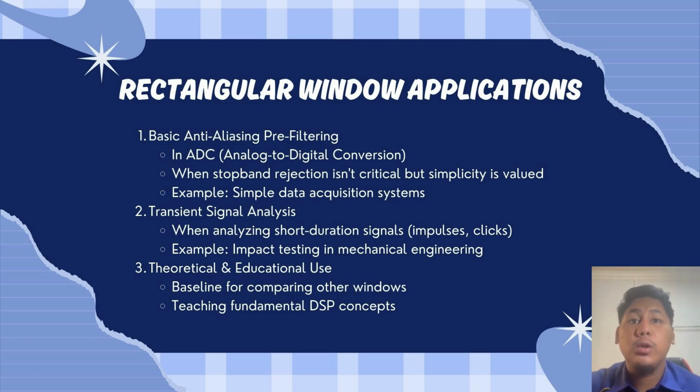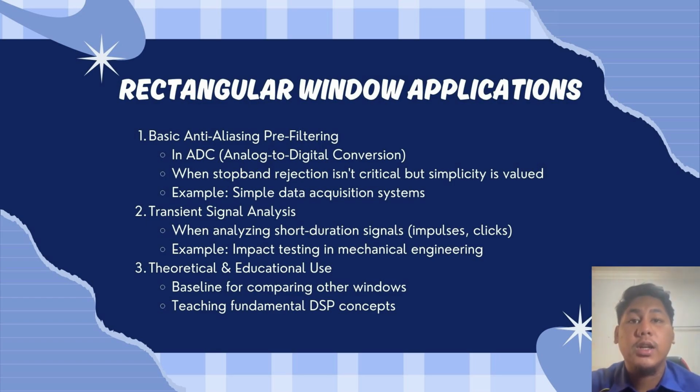First, rectangular windows. Despite their leakage issue, they have specific valuable applications. Basic anti-aliasing pre-filtering: in simple data acquisition systems like low-cost sensor networks or basic ADC interfaces, rectangular windows provide adequate performance with minimal complexity. When stop band rejection is not critical but cost and simplicity are prioritized, rectangular is the pragmatic choice.